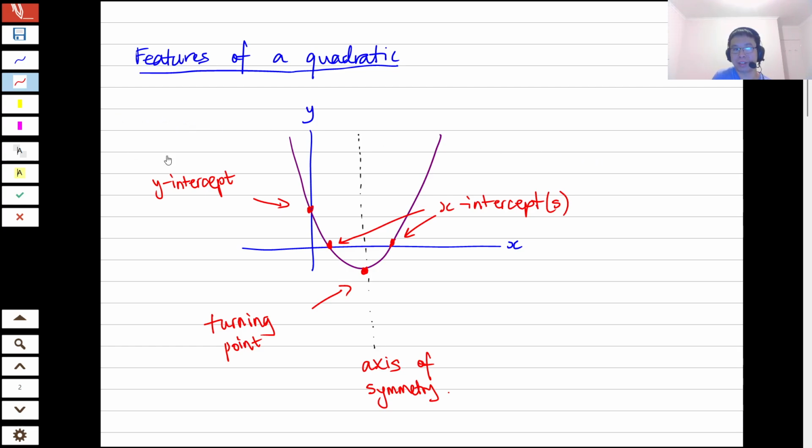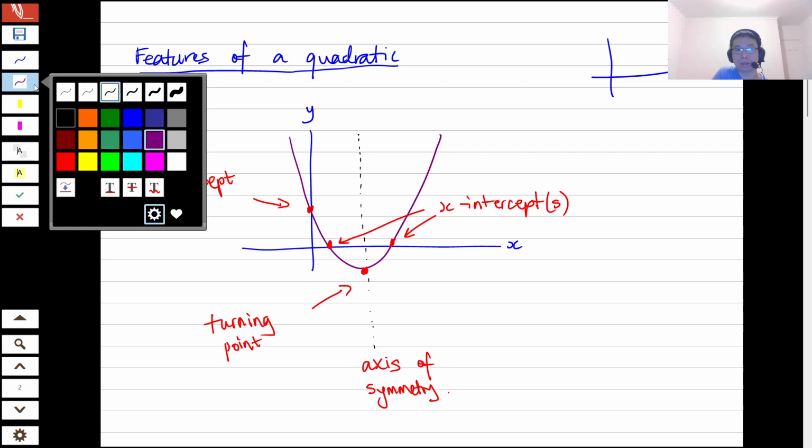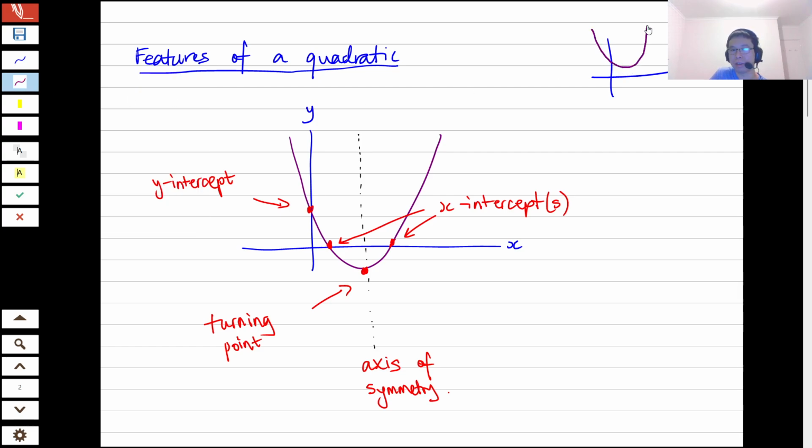One thing that I should say is that a graph might not have any x-intercepts if the turning point is above or below the x-axis and the scale factor a matches the sign of the y-intercept. So for example, I could have a graph like this, a positive parabola with a turning point above the x-axis, or I could have a parabola below the x-axis, which is negative. So you're always going to have a y-intercept, but you might not have any x-intercepts. So just be aware of that.